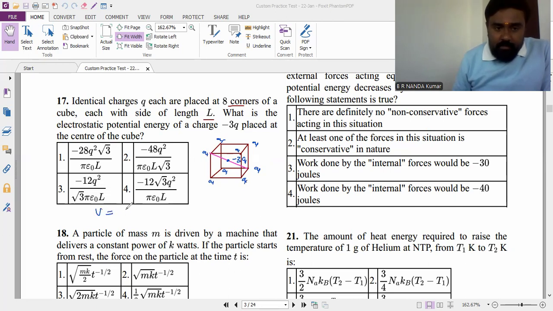So the electrostatic potential energy is equal to 8 times the potential energy due to the interaction between one corner charge Q and minus 3Q, since there are 8 interactions. So for the interaction between Q1 and minus 3Q, the energy is 1 by 4 pi epsilon naught times Q into minus 3Q divided by the distance. We need to calculate the distance from the center to the corner, so this is very important.